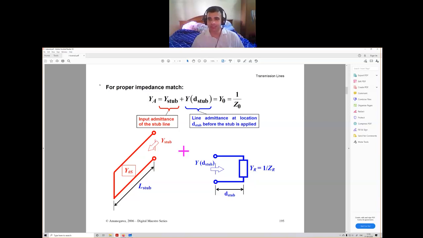How does a stub look like? It is a transmission line which is shorted. You can consider any transmission line is shorted. But actually, in RF frequency, shorting it is a bit difficult. Because if you just short it by a piece of wire, that wire actually has some inductance, and that inductance becomes very significant in the RF frequency. So it is not really a short. The shorting is not so easy.